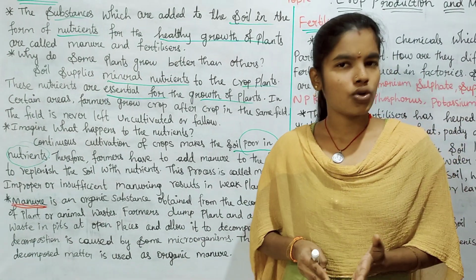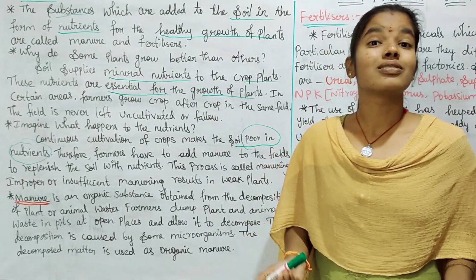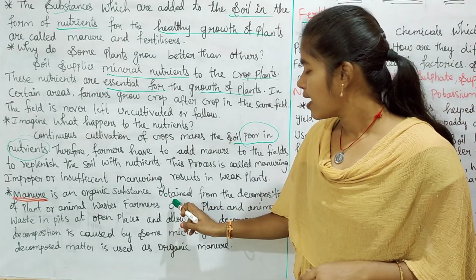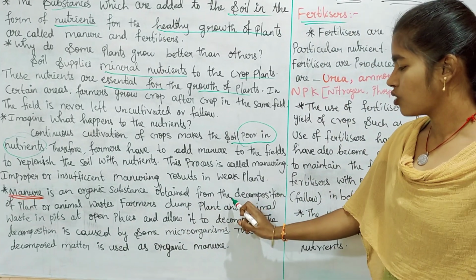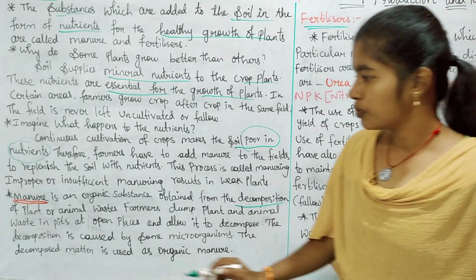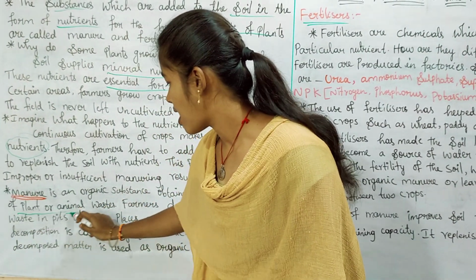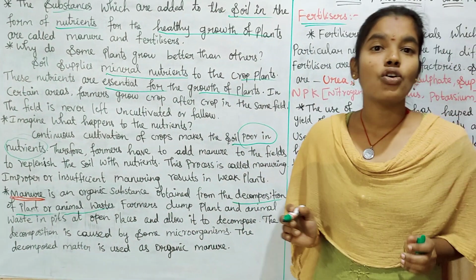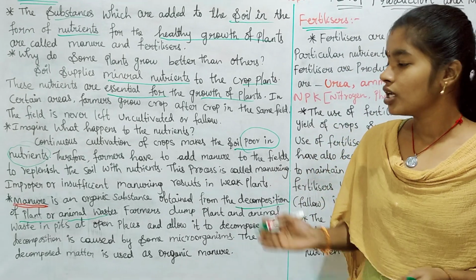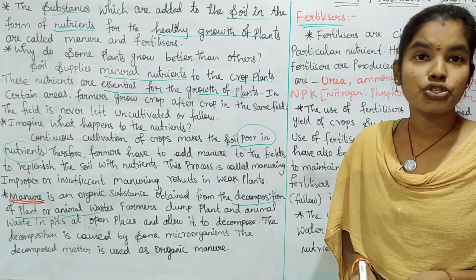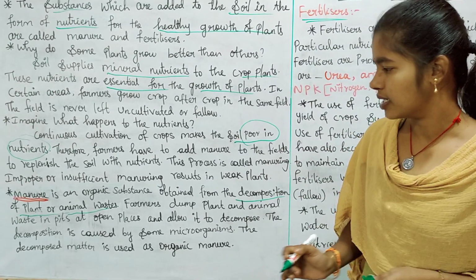Next, manure is an organic substance. Manure is an organic substance obtained from the decomposition of plant and animal wastes. So how is it obtained? Manure is an organic substance obtained from the decomposition of plants and animals.